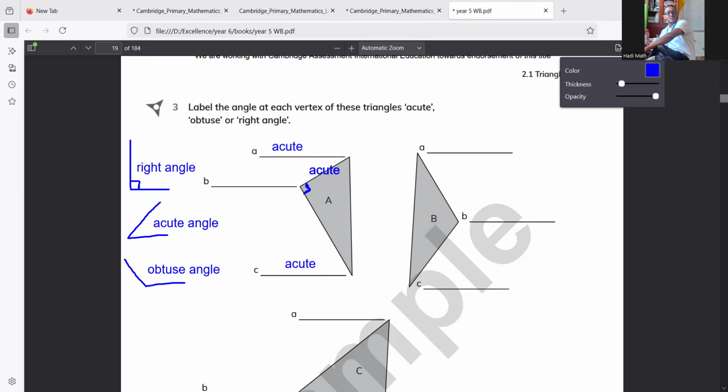Or you can use your protractor. How do you use your protractor? Put your protractor over this angle like that. This is the center, and here is the 0. You'll find here 90 degrees exactly. So this is a right angle.